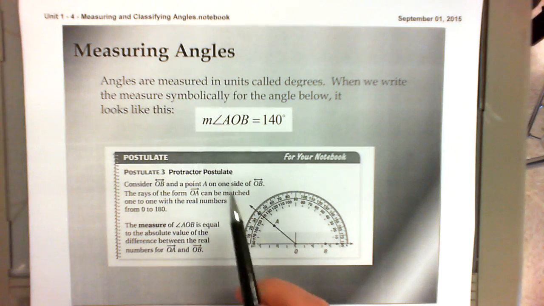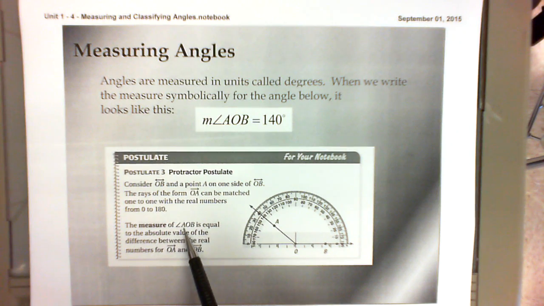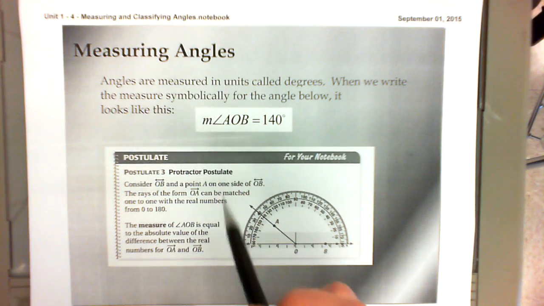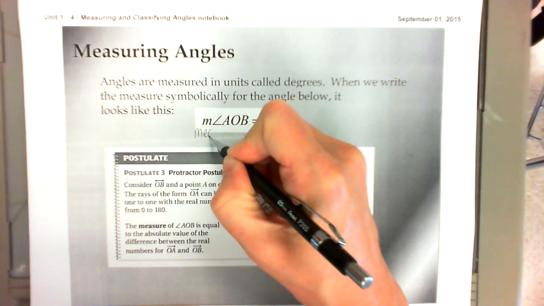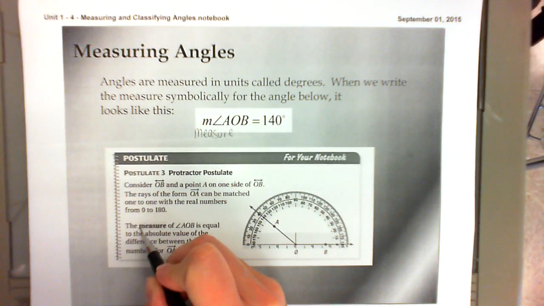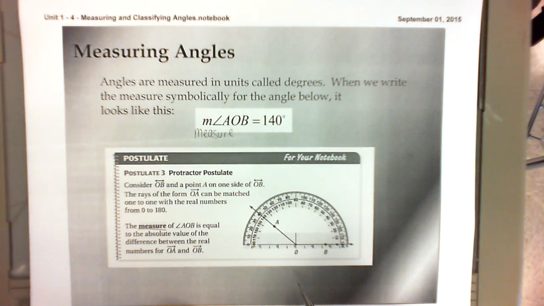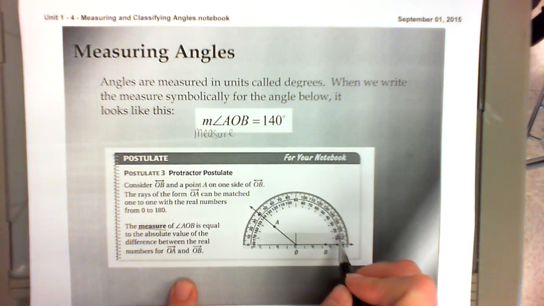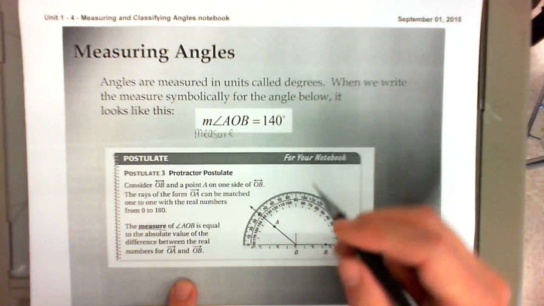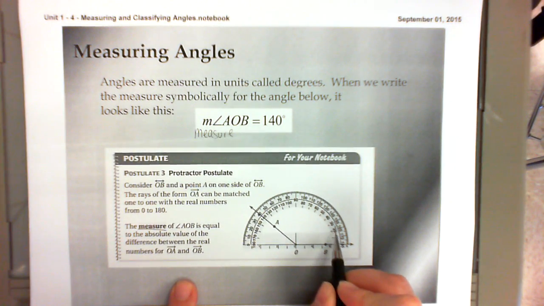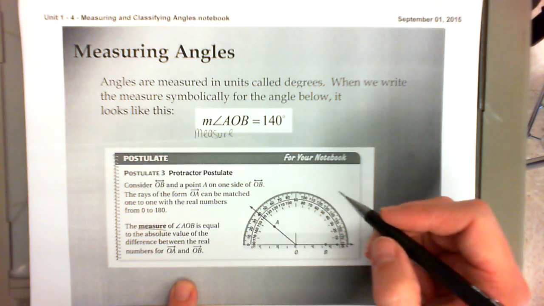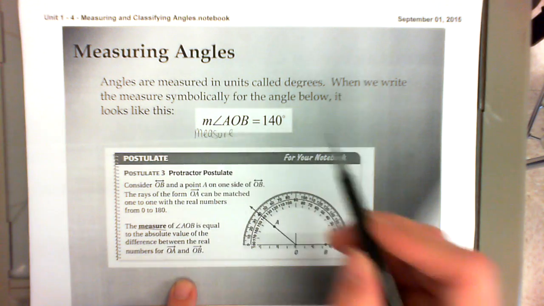And we denote the measure of angle AOB, this little m means measure. The measure of angle AOB is the same as the absolute value of the difference between the real numbers for ray OA and ray OB. What that means is this number here, 140, is measured on the protractor. We start at 0, 10, 20, 30, all the way over to 140. So the measure of angle AOB is 140 degrees.